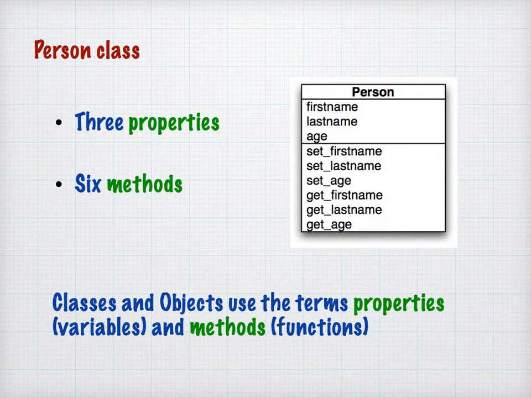But they are, and you'll see when we actually implement them in PHP, they are functions. So here we have our person with three properties, in other words, three bits of data, and 6 methods, 6 functions. So how do we actually, let's imagine that we've actually got that person class so we can actually use it. How do we use it in PHP?